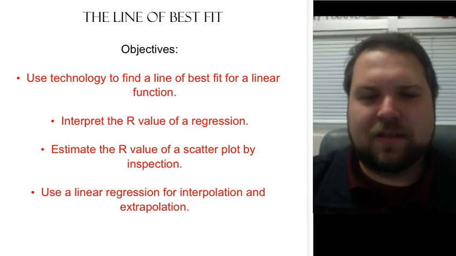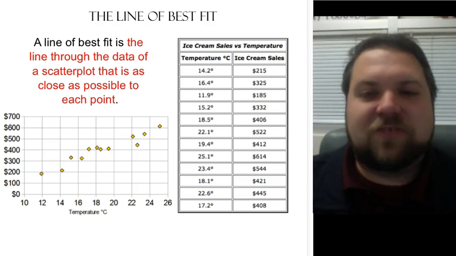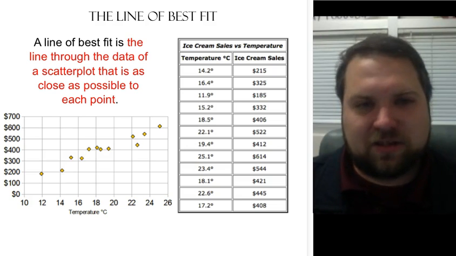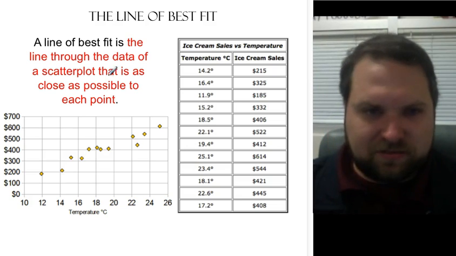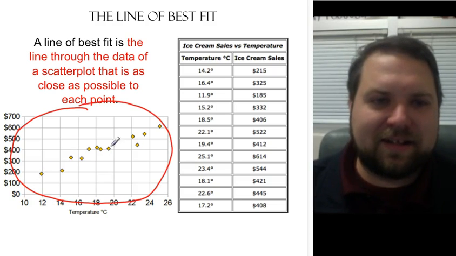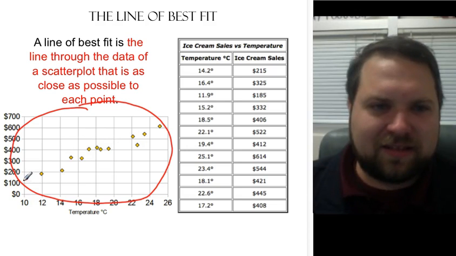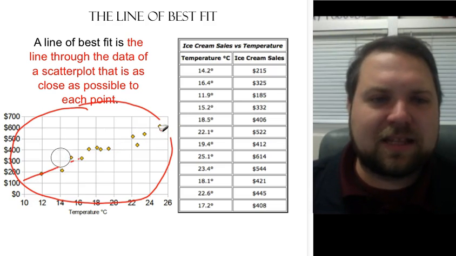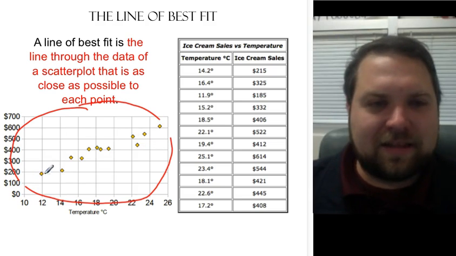Just hang in there. So let's look at what a line of best fit is to begin with. It's just a line through the data of a scatter plot that is as close as possible to each point. So if we look at our scatter plot right here, we see that there is this trend. It almost feels like something like that is going on through the data, that there is a line there. If we're looking at the line of best fit, what we want to find is the exact line that makes all of those as close as possible to the line.